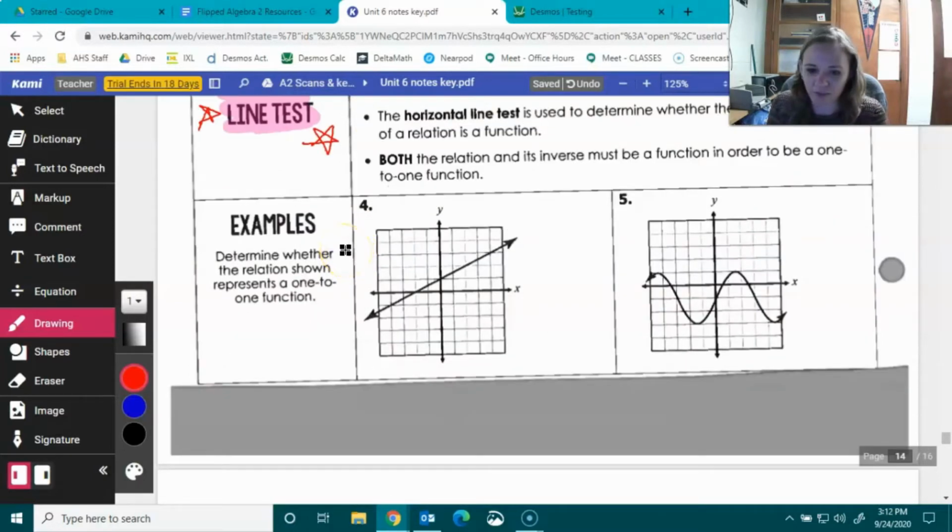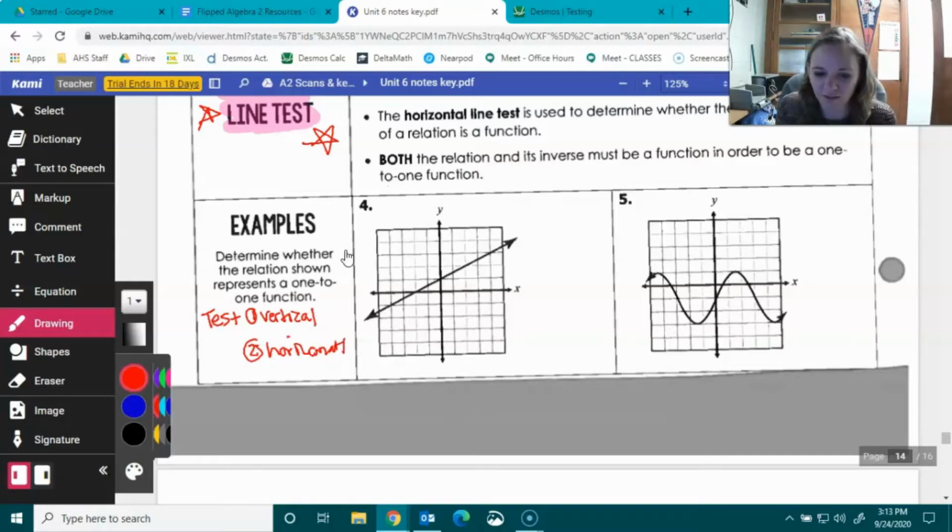Alright, let's look at a couple examples. Determine whether a relation shown represents a one-to-one function. So, in other words, we're going to test the vertical line, and we're going to test the horizontal line. Horizontal, that's what it says. My pen is a challenge today. Alright, let's see if I got any.